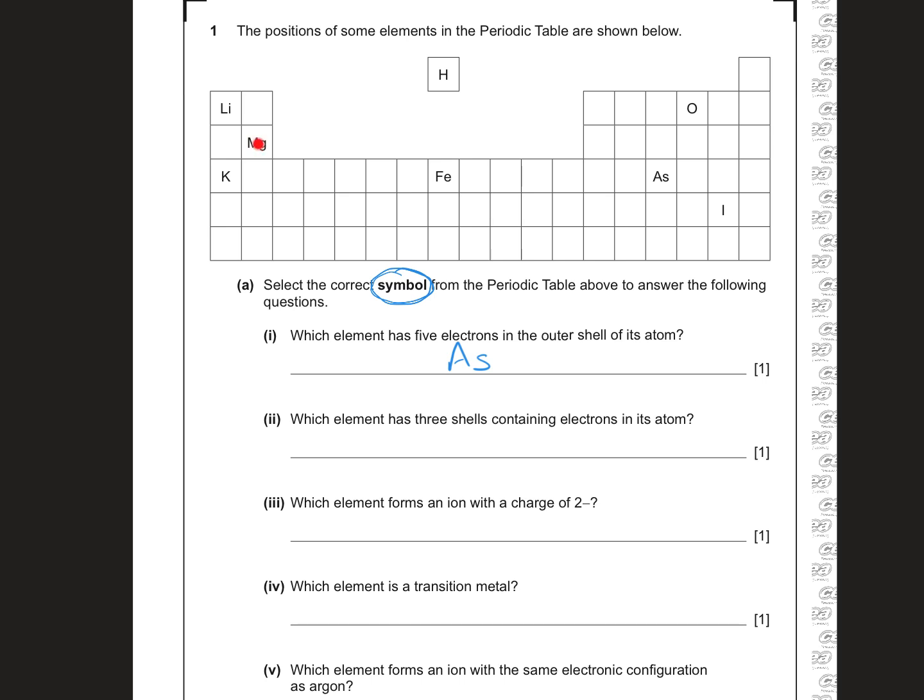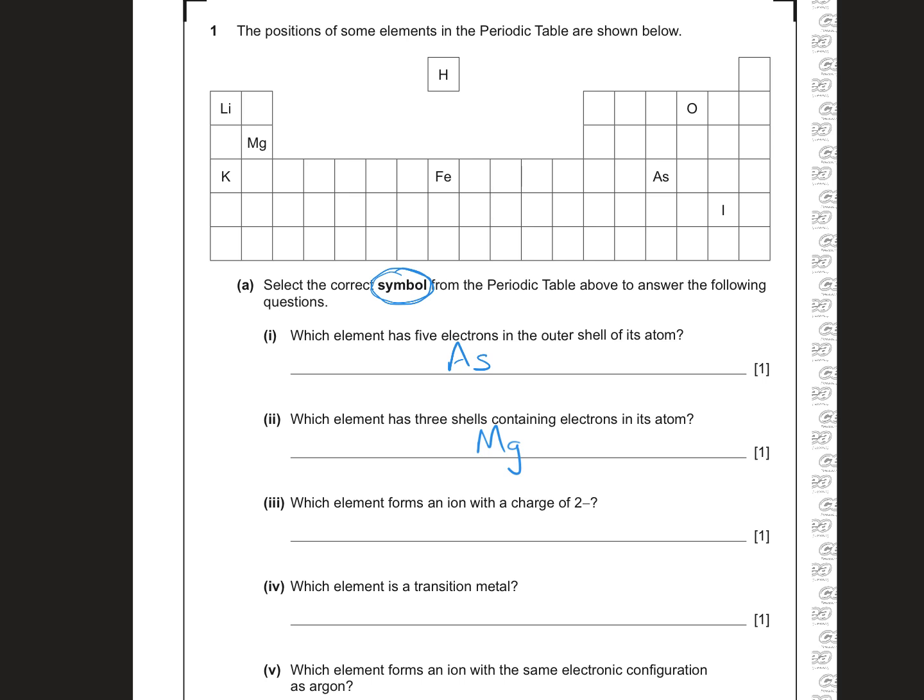Well, magnesium has 3 electron shells. It actually has an atomic number of 12. It has 12 electrons, 2, 8, 2. So again, I'm going to write down Mg. Which element forms an ion with a 2- charge?